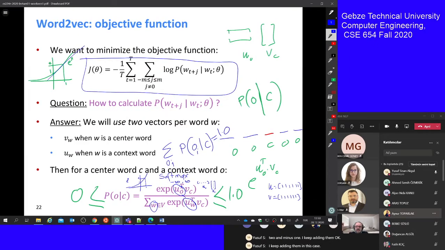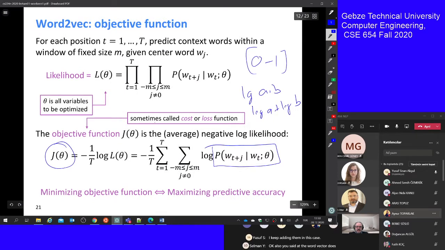Also, you said the word vector doesn't have a feature, but doesn't every element have to be a probability in a vector? Say that again. I did not understand what you asked.